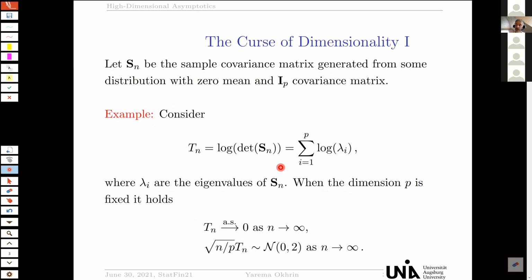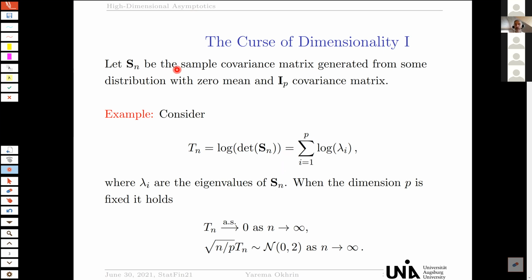You can use it, for example, to quantify the entropy of a system. You can use it to quantify some kind of dependencies. You can use it for testing and so on. So the statistic Tn here is extremely popular in multivariate analysis. Now, what happens if you let n go to infinity, but fix our dimension p?